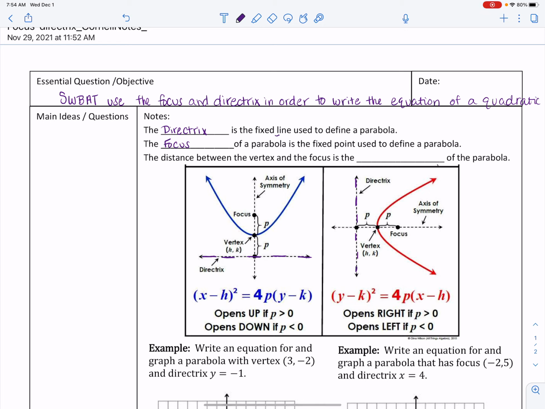Okay, the focus of a parabola is a fixed point used to define the parabola. So we've got directrix is a line, focus is a point. The point is inside of your parabola. So it's inside. The directrix is outside, the focus is inside.